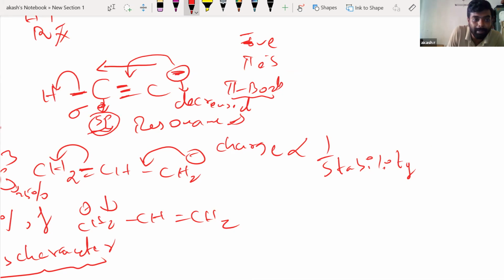Right now, here what is happening? Since I have a sp hybridized carbon, which is highly electronegative, right? The negative charge on this carbon is decreased. So now the stability is increased, and that is the reason why alkynes, terminal alkynes, can give me H plus, because the conjugate base is stabilized by inductive effect. How inductive effect? Because I have an sp hybridized carbon, which is going to decrease the negative charge, thereby increasing the stability.